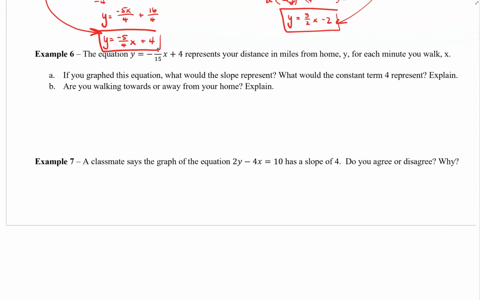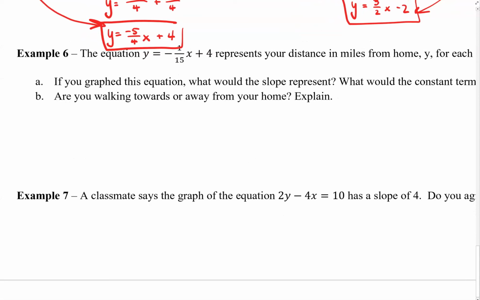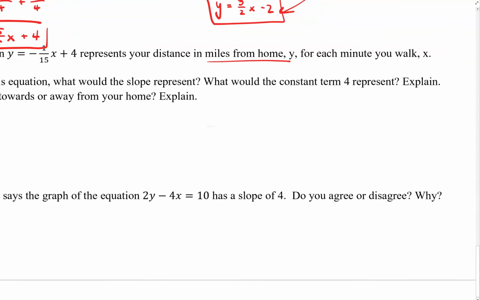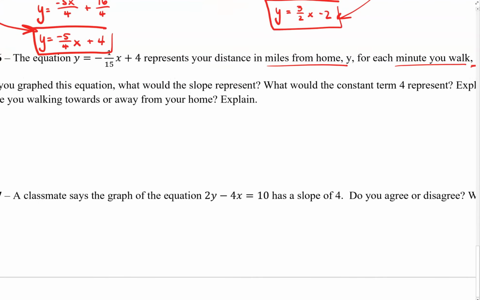So let's finish up this video with a real-world example and then a kind of check your work problem. We have an equation, y equals -1/15 x plus 4. That equation is going to represent your distance in miles from home. So y, the dependent variable, is the distance in miles from home for each minute that you walk. The minutes or the amount of time that you walk is x, our input variable.